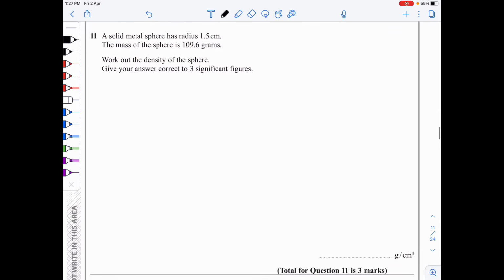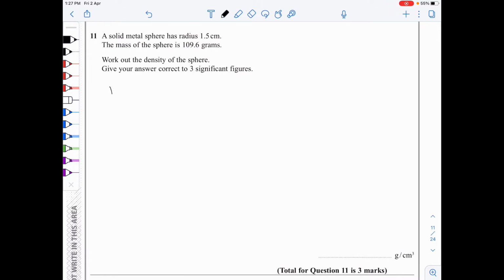In 11, we've got a solid metal sphere with a radius of 1.5 centimeters. The mass of the sphere is 109.6 grams. We need to work out the density to 3 SF. Notice that they expect answers in grams per cubic centimeter, so no need to worry about converting units.